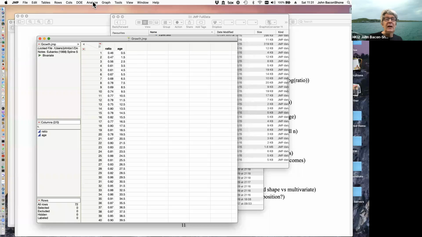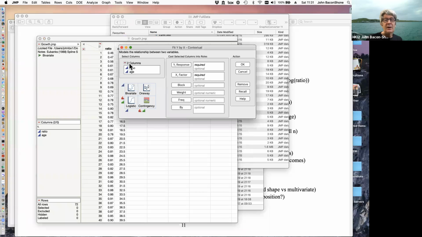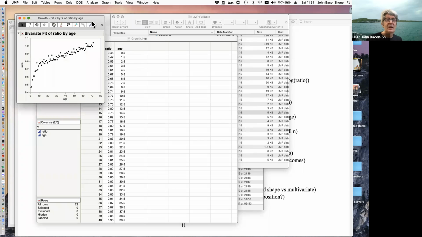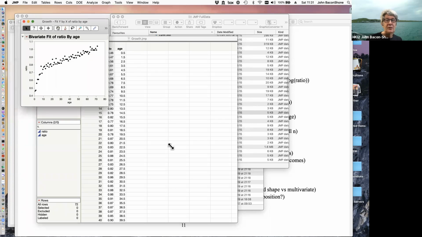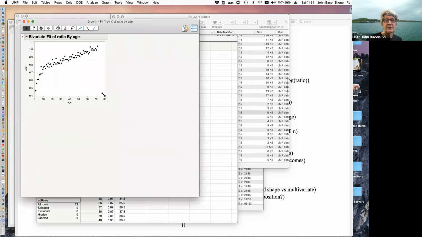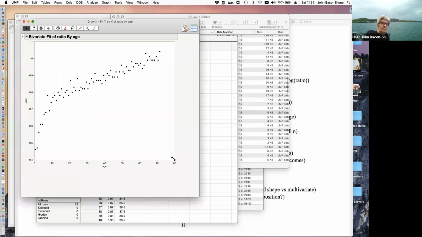So let's just look at plotting the data. We're going to plot ratio against age, and we get a graph that looks like this. When you see a graph like this, the question is, what exactly is the research question? The research question is arguably, can we predict ratio well based on age? Okay.